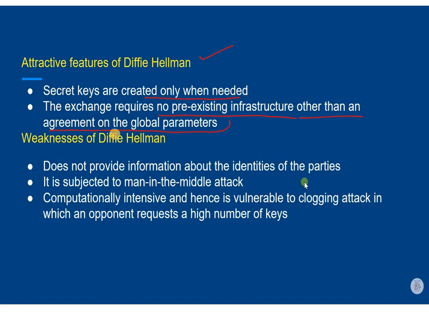Okay. So what is the weakness of Diffie-Hellman? It does not provide information about the identity of the parties. It is subject to the man-in-the-middle attack. So as we already know, the man in the middle can attack the key in between. And then it is computationally intensive and hence it is vulnerable to clogging attack.